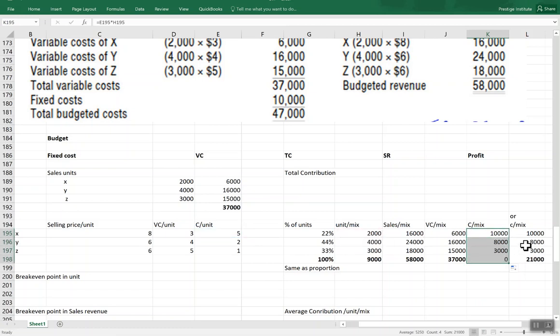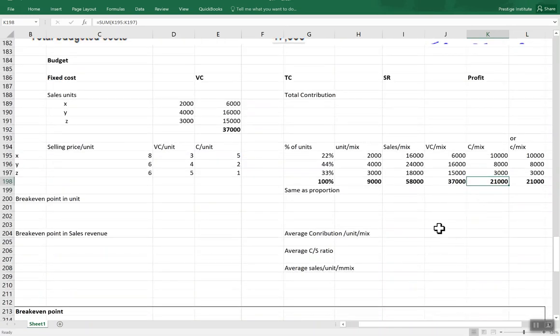Or you could simply take the sales revenue minus variable cost. It will give you the same thing here. So there are a number of ways you can do things. Now what I will do is I will find everything per mix. Like I will find average contribution per unit per mix. Contribution is 21,000 and units are 9,000 in a mix. So per unit, per mix, contribution is 2.33. So some units have 5 contributions, some units have 2, some units have 1, but the average per unit per mix is 2.33.